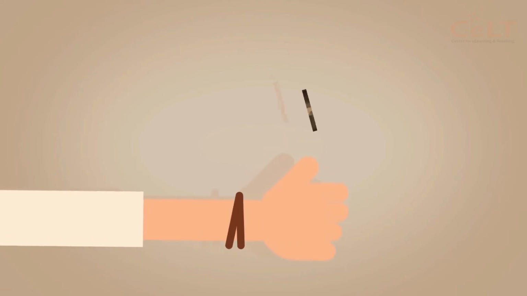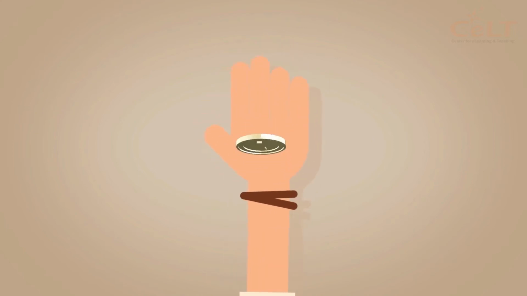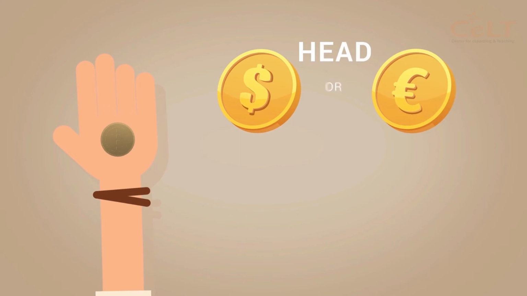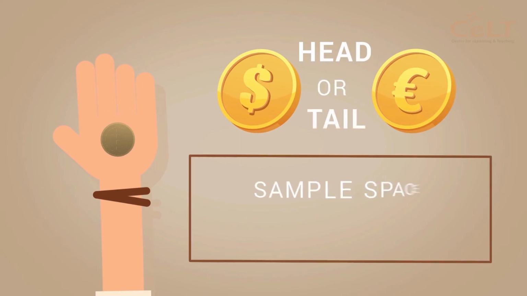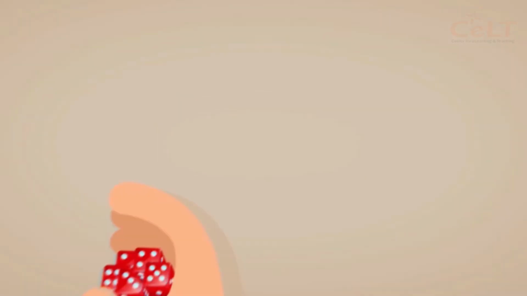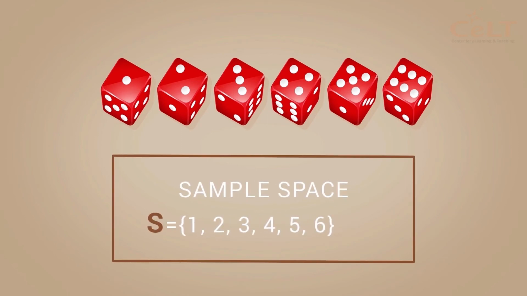That is the basic idea of probability. For example, when a single fair coin is tossed, what are the possible outcomes? The outcomes are head and tail, so the sample space is equal to the set of heads and tails. When we roll a die once, the sample space has values from 1 to 6.